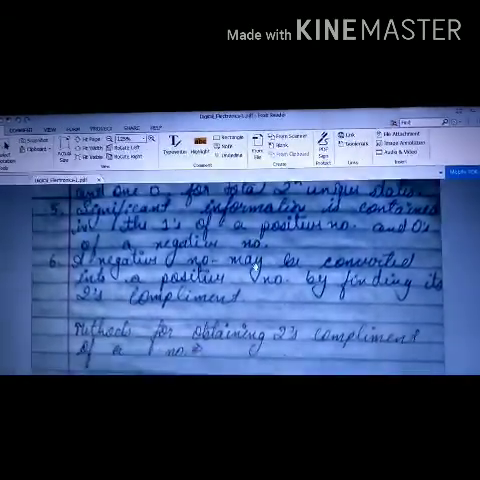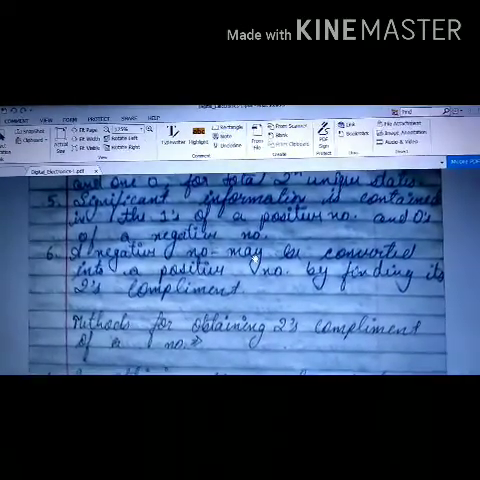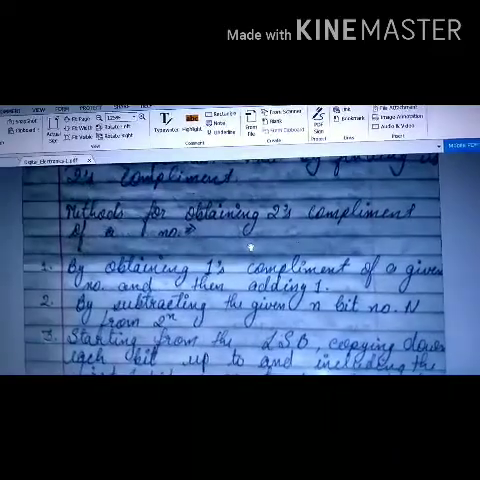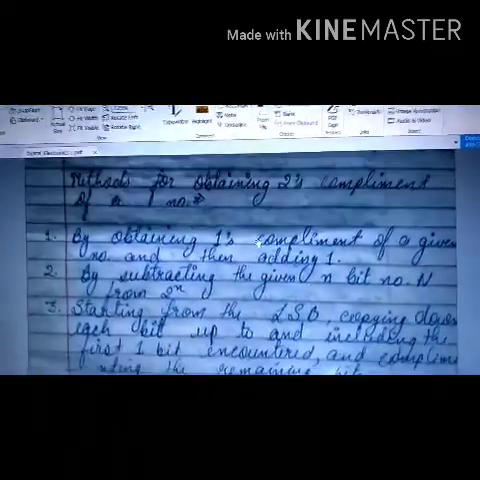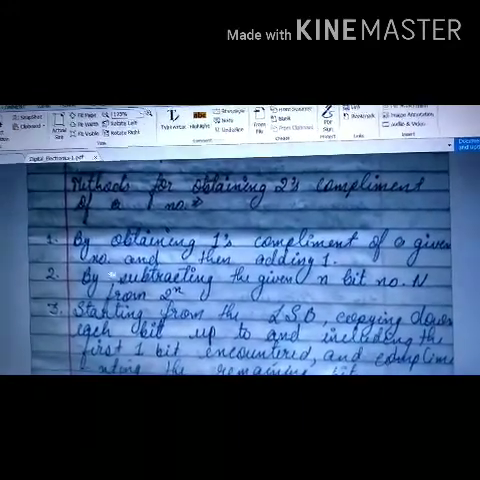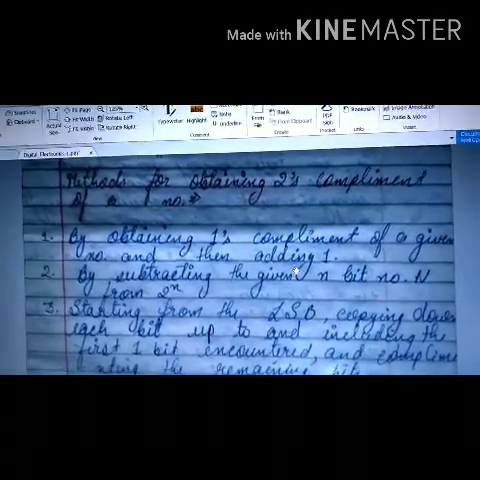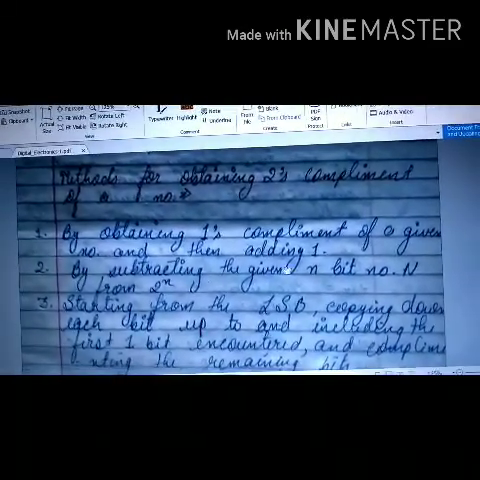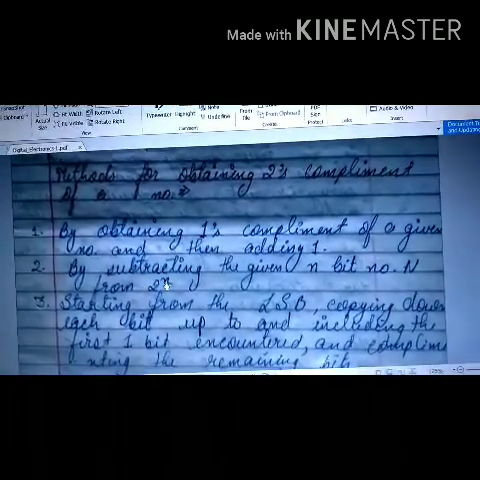A negative number may be converted into a positive number by finding its 2's complement. So, let us look at the methods for obtaining 2's complement. The easiest method is to obtain the 1's complement of a given number and then add 1 to it. Another is by subtracting the given n-bit number from 2 to the power n.